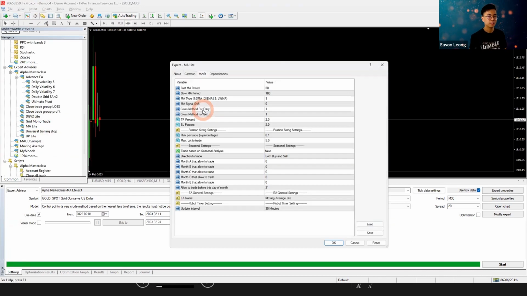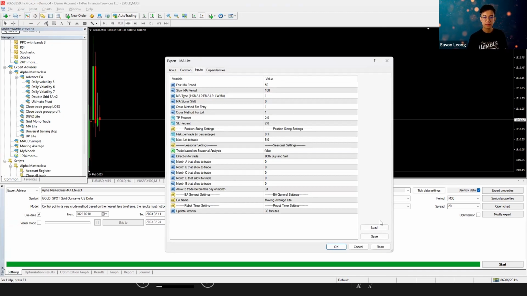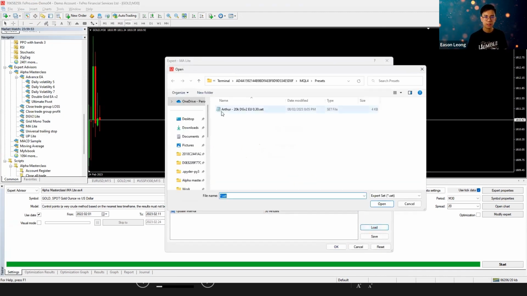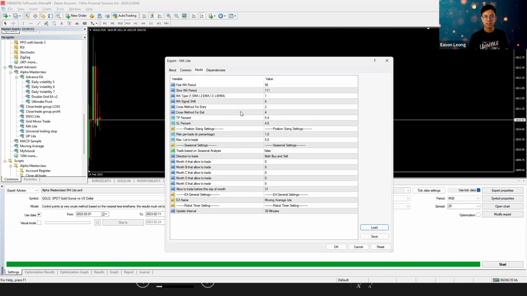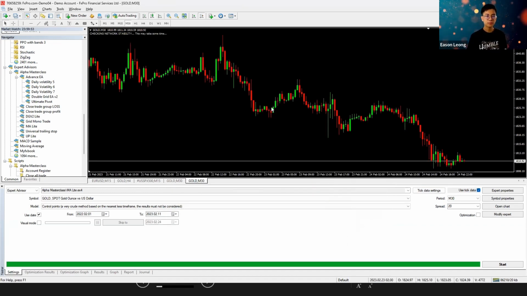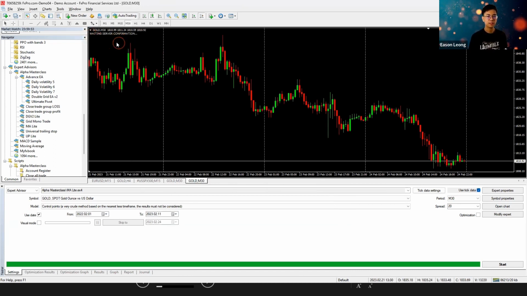Moving average robot, drag it in. You load, load from here, and all these settings are keyed in for you automatically. After that, just click OK. Give some time for the server to update. Then when you see this waiting for server confirmation, it basically means that you have done it.